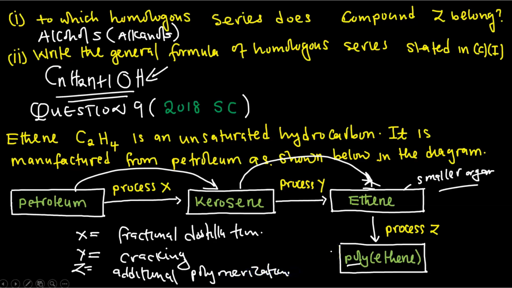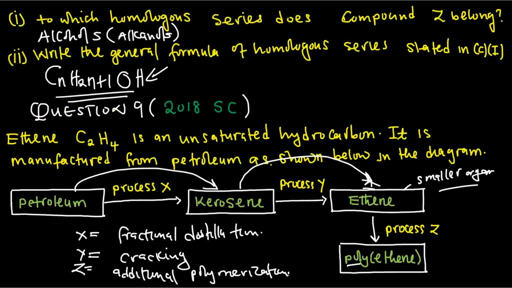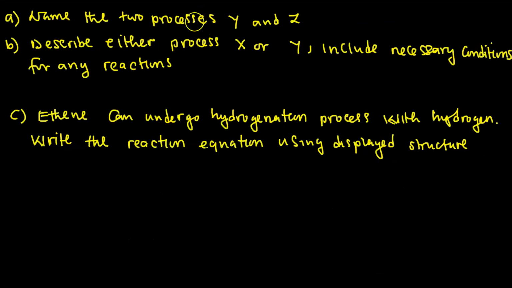Now, let us answer the questions. Name the process Y and Z. We've already named them. Y is the cracking, Z is addition polymerization. Describe either process X or Y, and include necessary conditions for a reaction. Here they've given us an option. We can choose to describe process X or Y, and of course include necessary conditions.